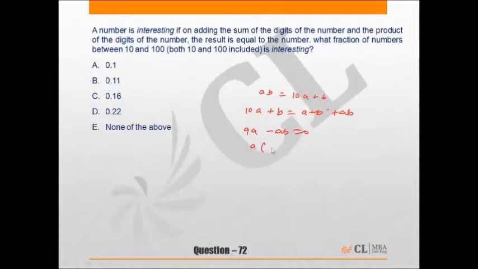From here, A into (9 minus B) equals 0. Either A has to be 0 or 9 minus B has to be 0, or both have to be 0. But A cannot be 0, as we have already discussed. For a number to be a two-digit number, A has to be a non-zero digit. It means 9 minus B has to be 0. From here we get B equals 9.